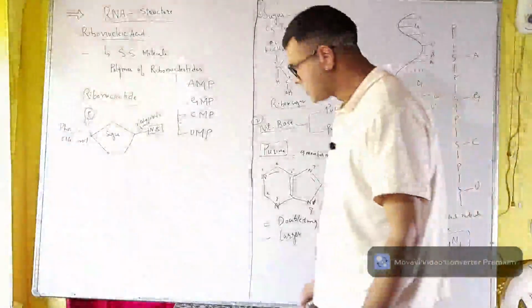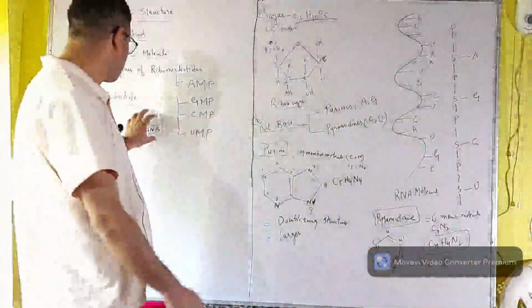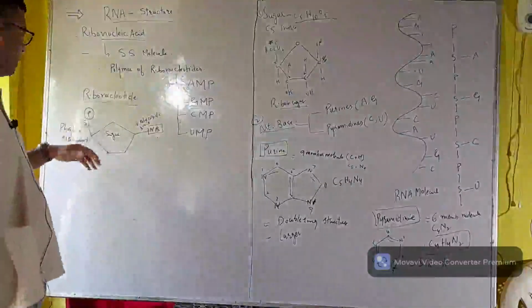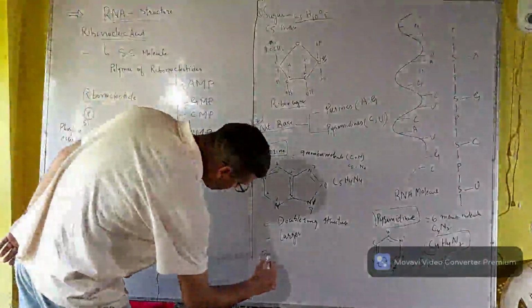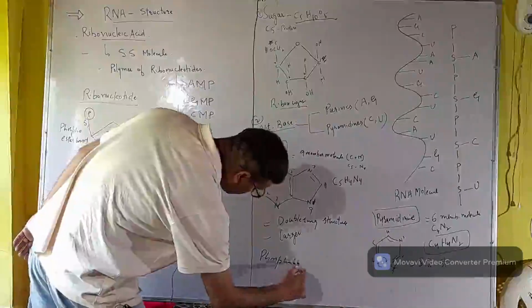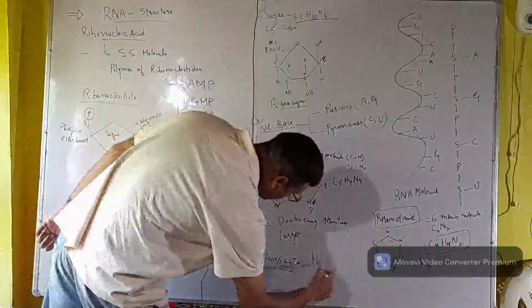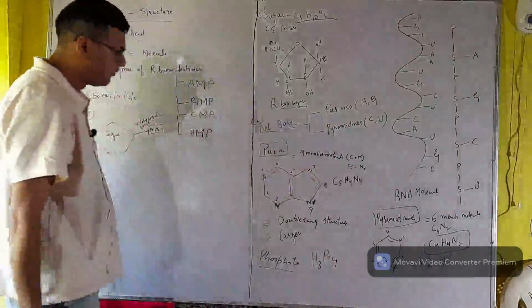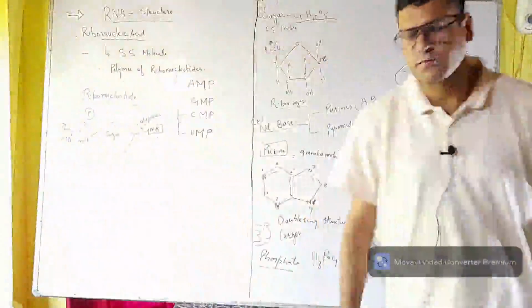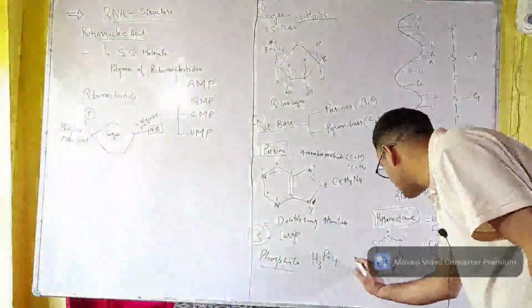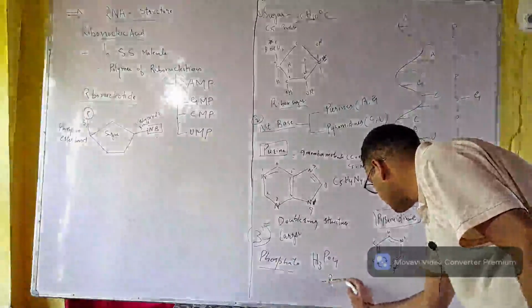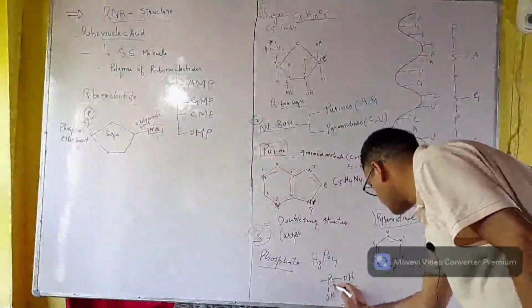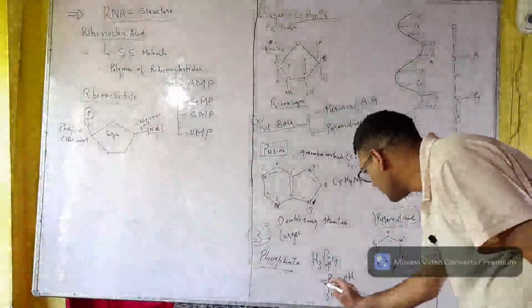Then we have got another important component. This was regarding the nitrogenous base. We have discussed the nitrogenous base. Then we'll take the phosphate component, that means the phosphate group. This is H3PO4. This is the third component. This phosphate group we will draw like this. It would be P, OH, OH, OH, and a double bond O.